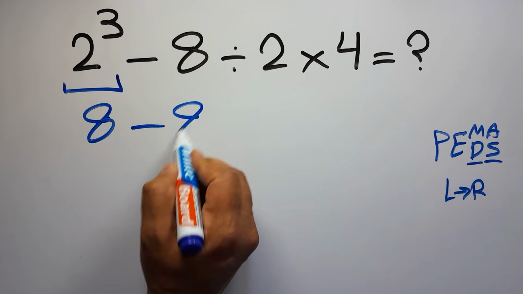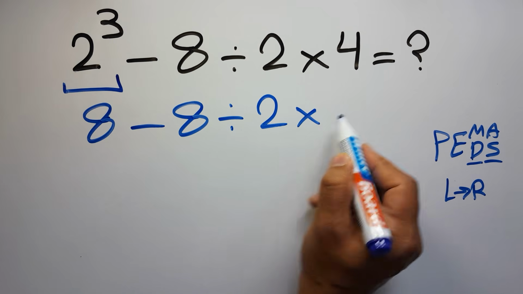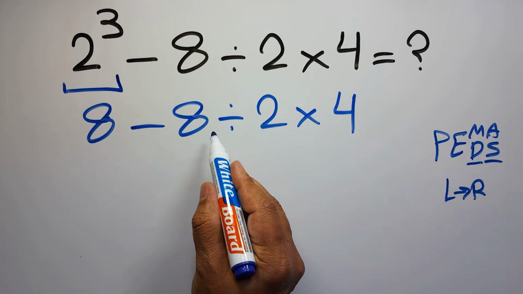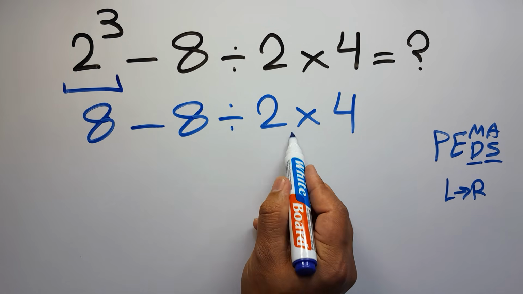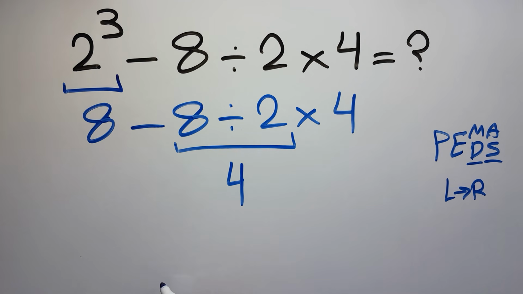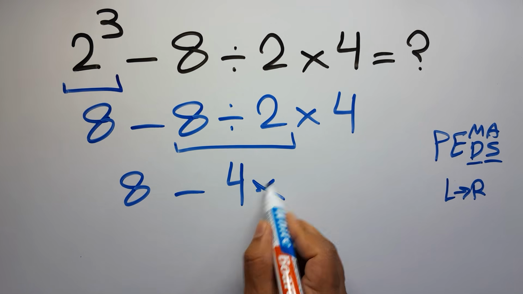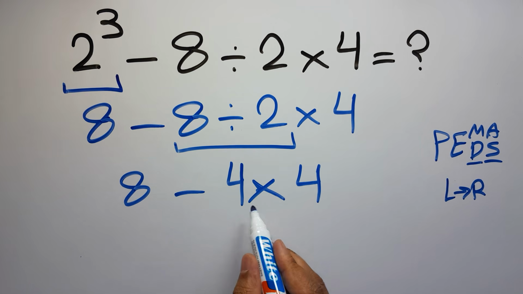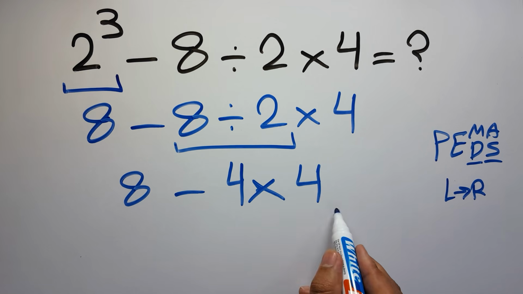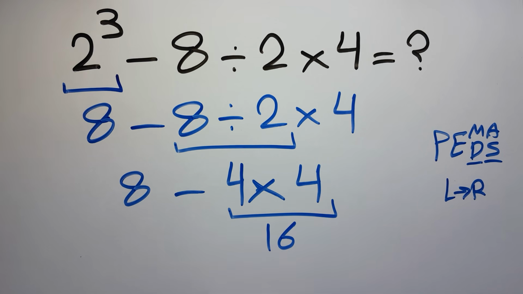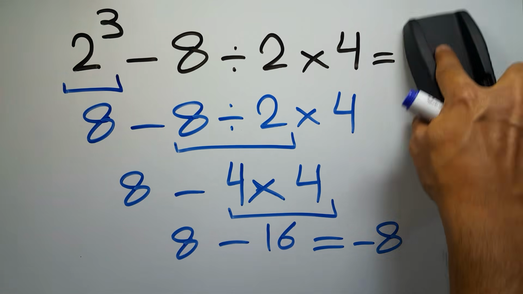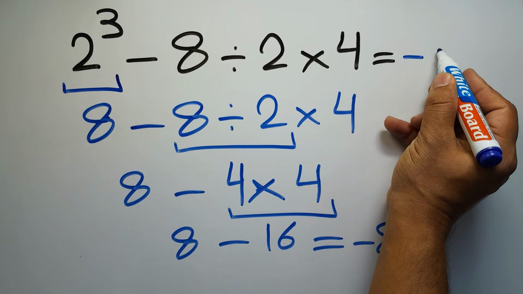So 8 minus 8 divided by 2, then times 4. Now we have to do this division. 8 divided by 2 gives us 4. Okay, so 8 minus 4, then times 4. Now we have to do this multiplication. 4 times 4 gives us 16. So 8 minus 16, which equals negative 8. And this is our final answer to this problem. The correct answer is negative 8.